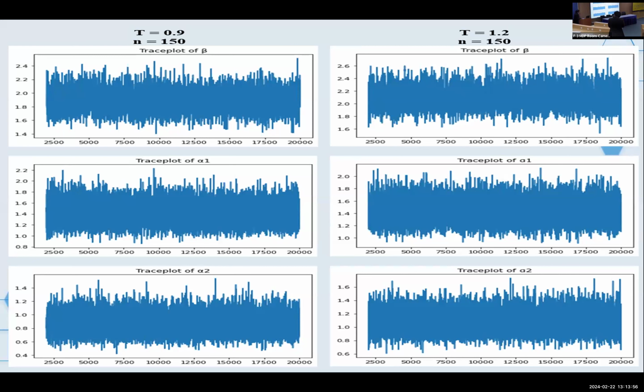We can also see here the trace plots of the Bayesian estimates are also showing a reassuring convergence of the parameter estimates toward the assumed values. And this convergence serves as a positive indication of the stability and reliability of our Bayesian analysis.